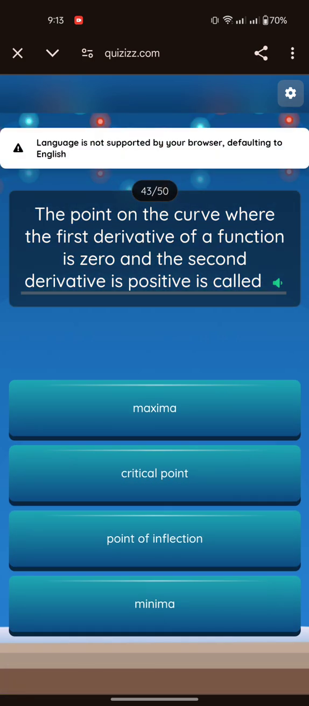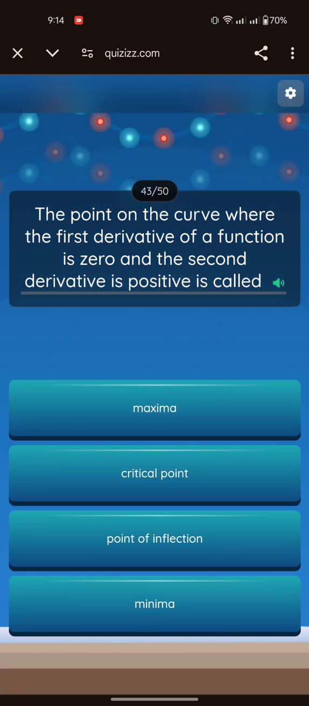Question. The point on the curve where the first derivative of a function is 0 and the second derivative is positive is called. Option 1, maxima. Option 2, critical point. Option 3, point of inflection.